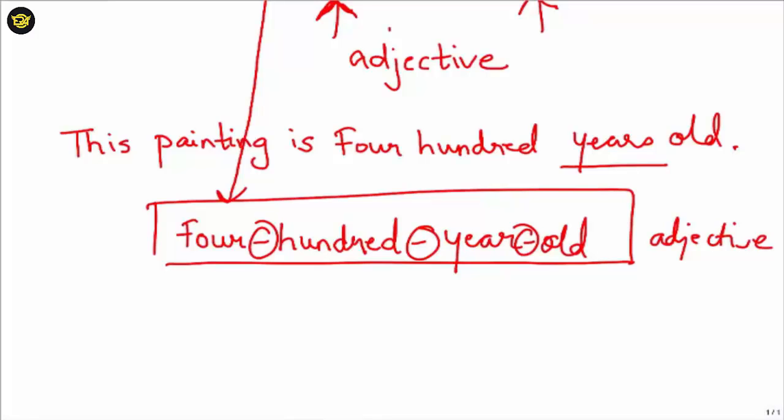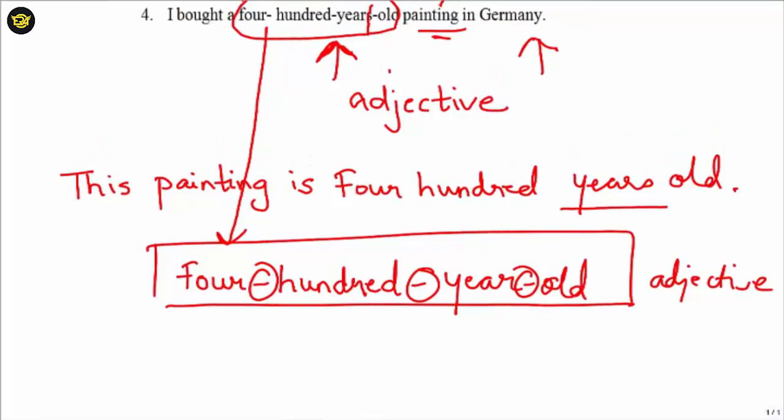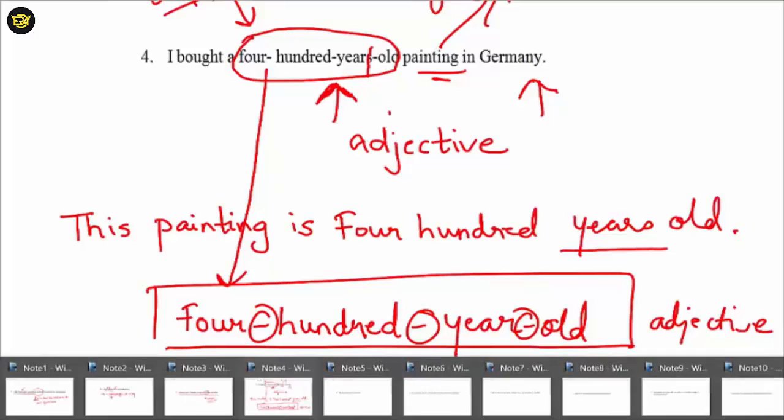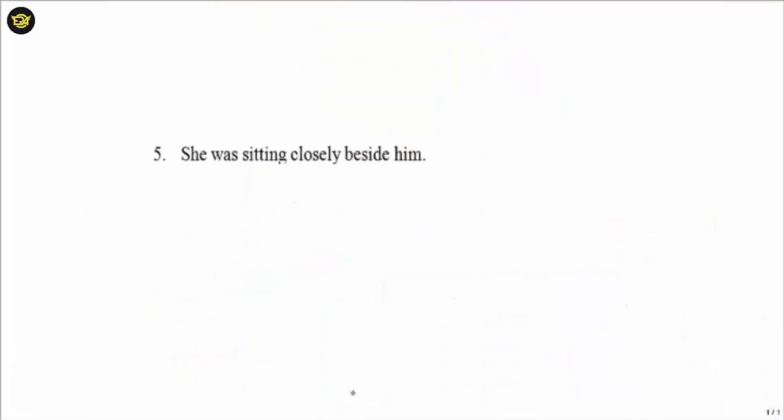Alright, let's move on to the next question. I hope you could understand this one. The answer is, I bought a 400-year-old painting in Germany. The plurality of years doesn't have to be there, right? Okay, let's move on. Question number 5. She was sitting closely beside him. What do you think is wrong with this sentence?